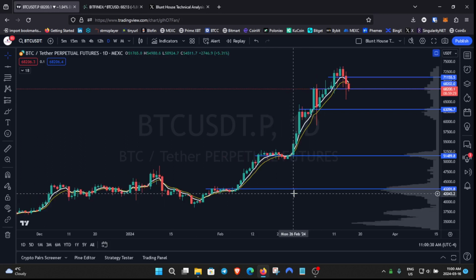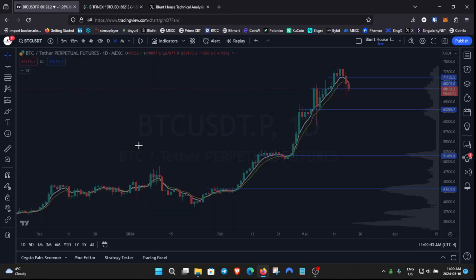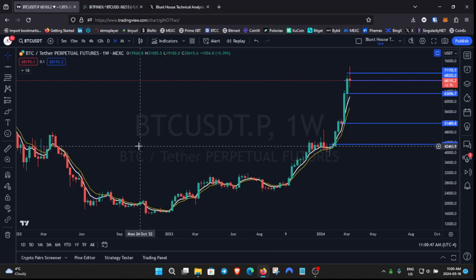But we can't always determine these things on a singular time frame, and that's why I believe in multi-time frame analysis. We have to look forward and we have to look backward so we don't get hit by something we didn't see coming. What I'm going to do today is flip forward to the weekly time frame.